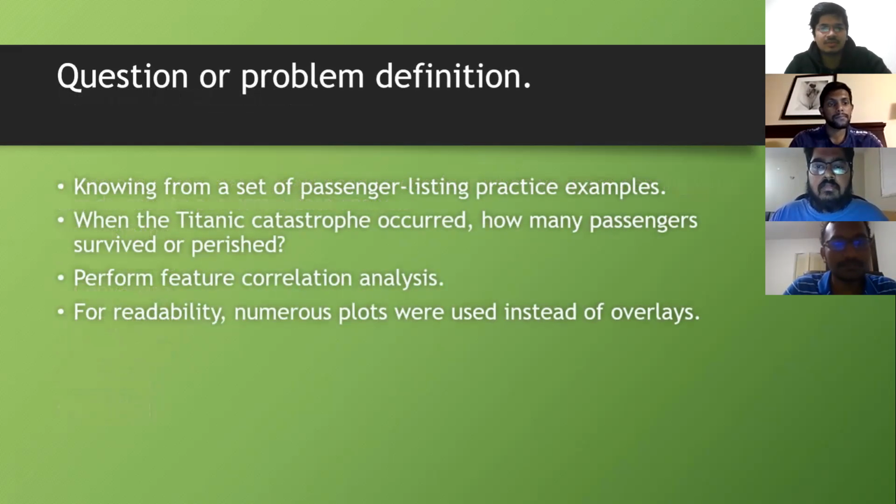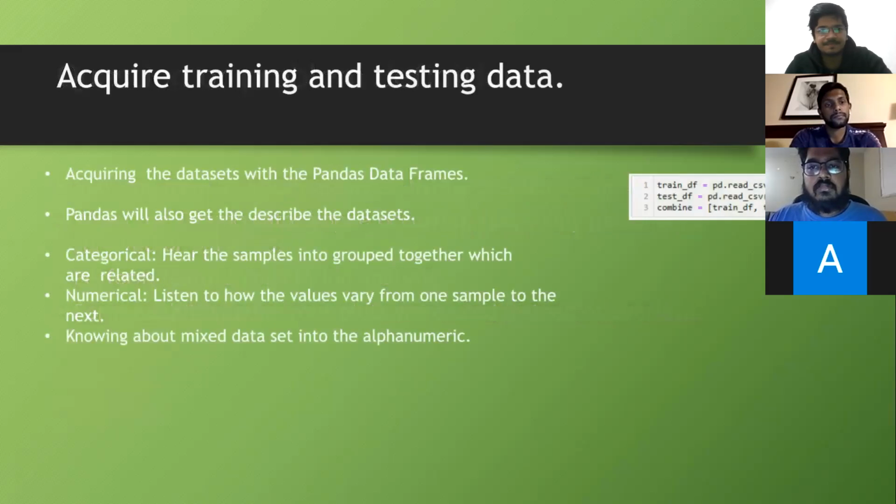These are the questions we considered in this project: the set of passengers, a list of practice examples, how many passengers survived and did not survive, and performing feature correlation analysis. For readability, we used numerous plots instead of overlays.